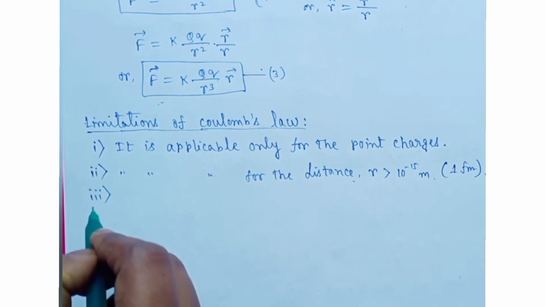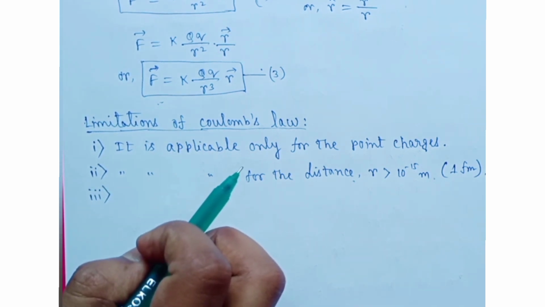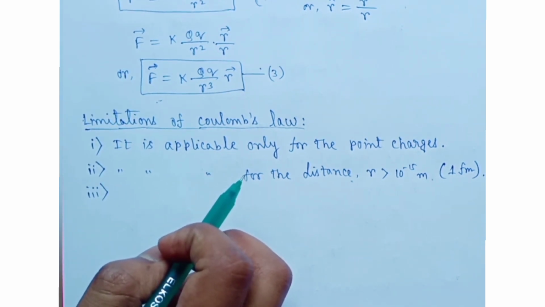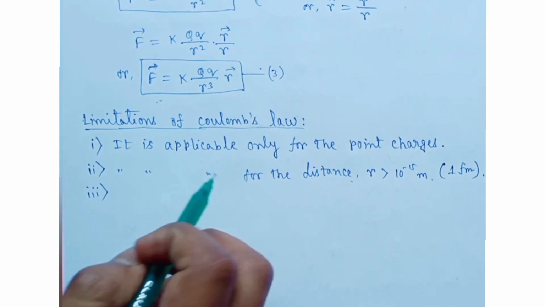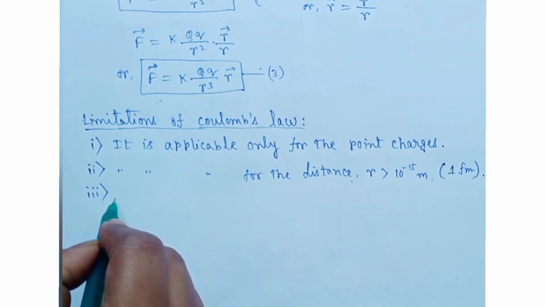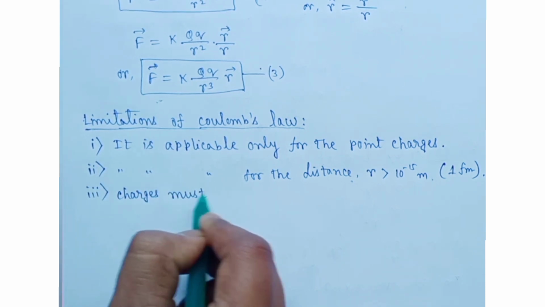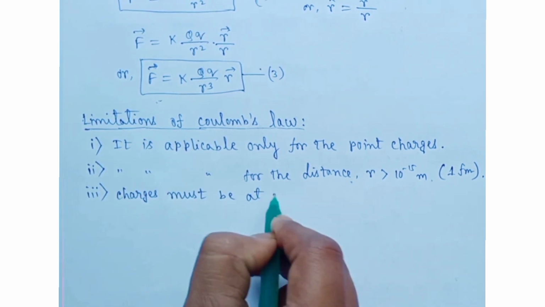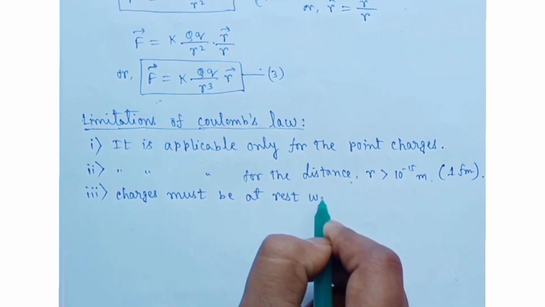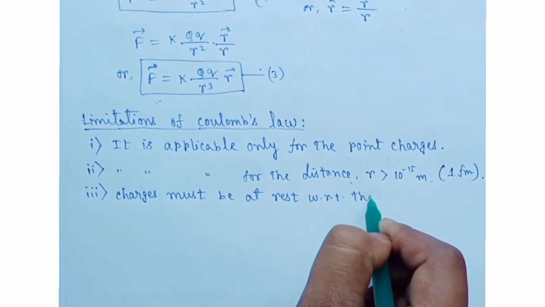The third limitation is that Coulomb's law of electrostatics is applicable only for charges that are at rest with respect to the observer. So charges must be at rest with respect to the observer.